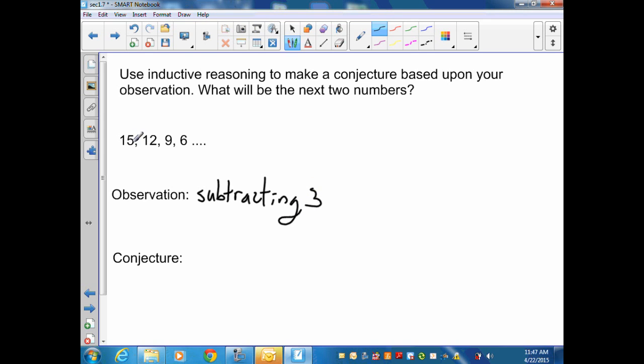So if that's the case, 15 minus 3 is 12, 12 minus 3 is 9, 9 minus 3 is 6, 6 minus 3 is 3, and finally 3 minus 3 is 0.